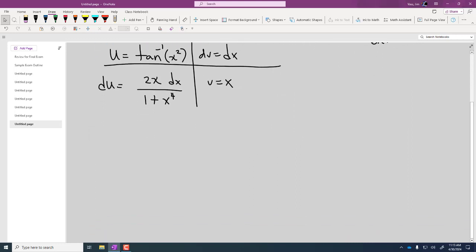Let's do another one. Let's suppose we have something like the integral of, oh yeah, we should do that one actually. We should do a twist. Secant cubed.